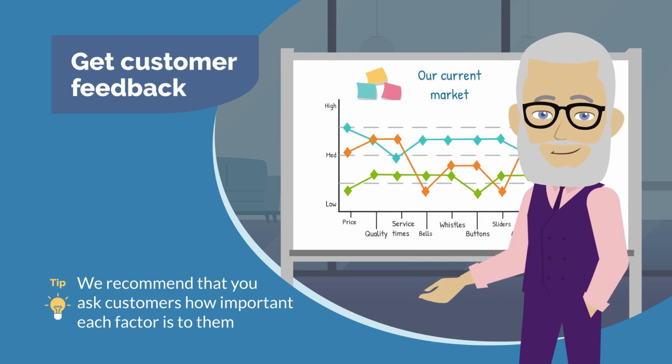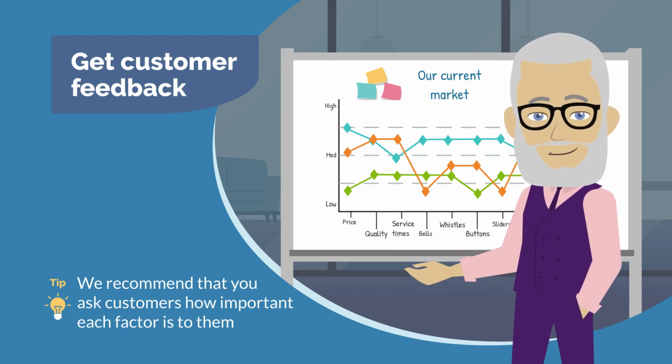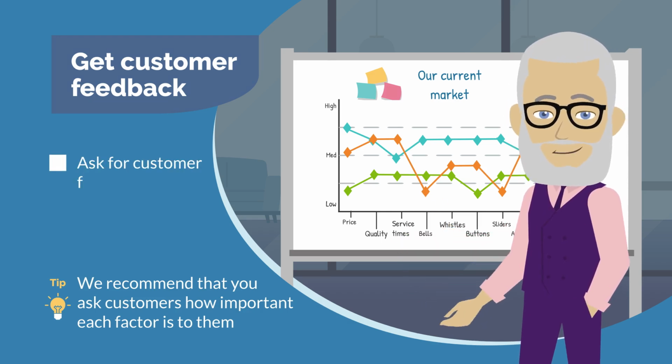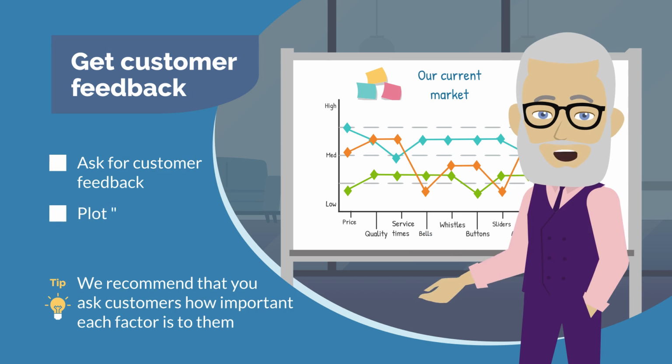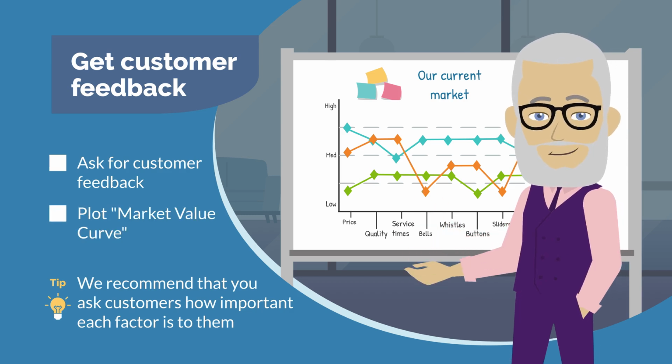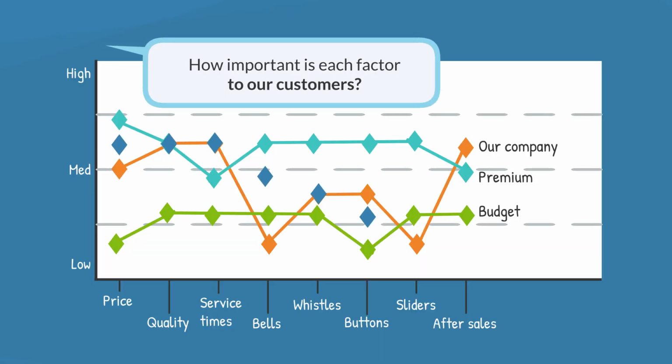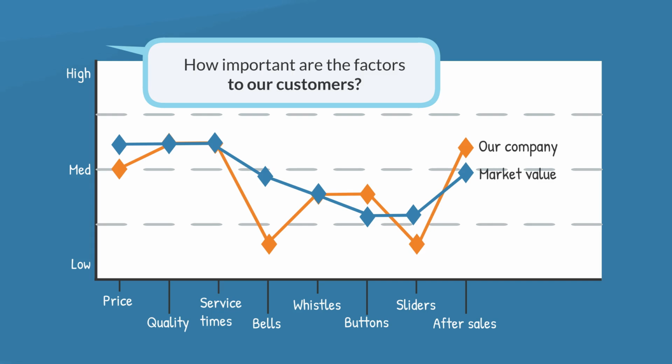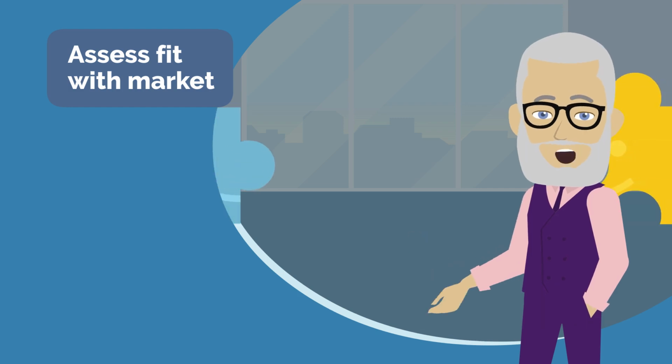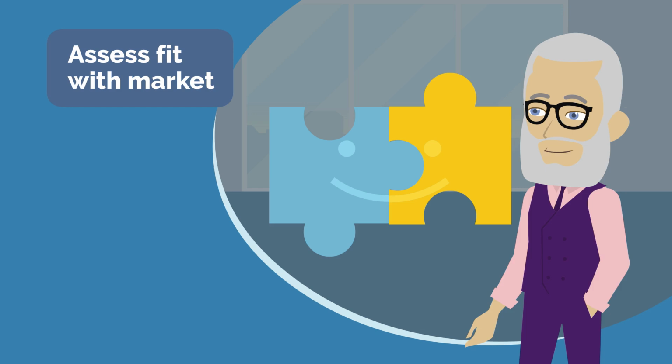Step 4 is optional, but is strongly recommended. It involves asking your customers for feedback. Ask how important each of the factors of competition are to them, which will allow you to plot a market value curve. This line indicates the importance that your customers place on the factors of competition. The next step is to assess your organization fit with the current state.